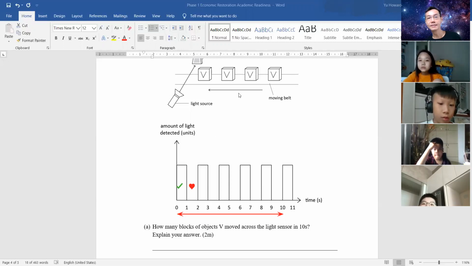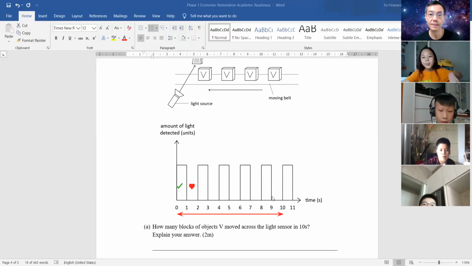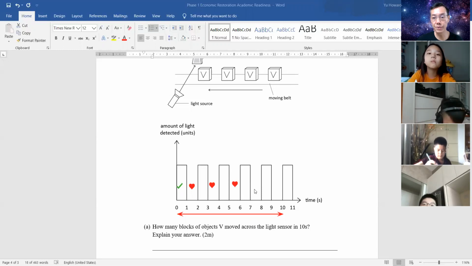Why the tick? Because there's still light in the tick. Yeah, but I want to count the number of boxes. Oh, the number of objects. The heart shape. So you must know, if it's transparent, then you will see through. Of course, it's not transparent. It's being blocked. So you just denote this one, whatever symbol you use.